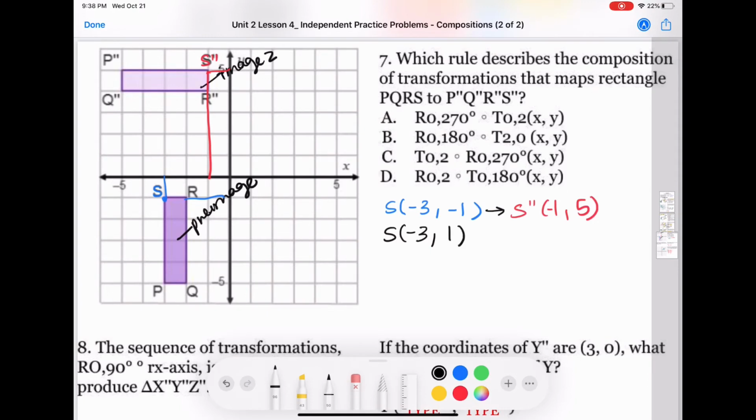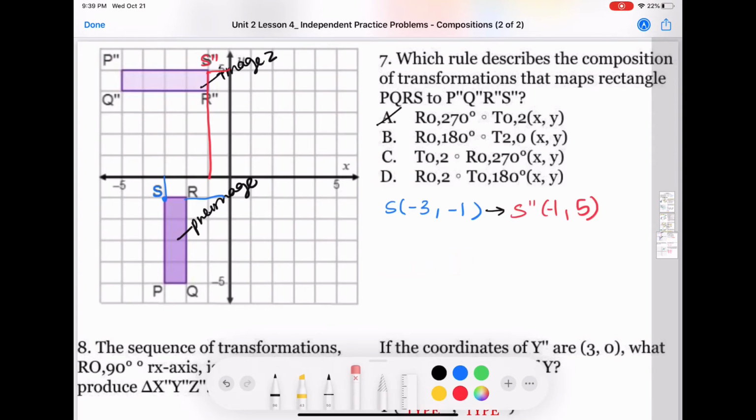And then we will go ahead and complete the rotation 270 degrees, which tells us to switch the X and Y and then negate the Y. And so as we can see, our resulting coordinate after that composition of transformations does not match the coordinates of the image in our grid, and so we know that A is not our answer.